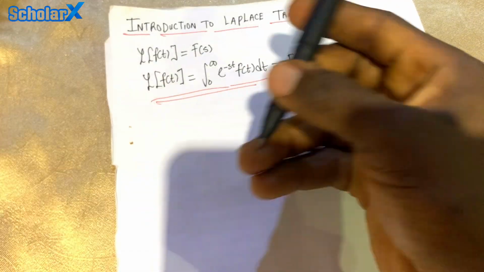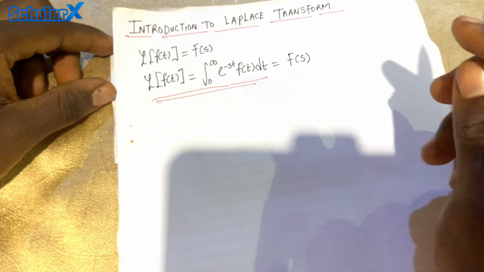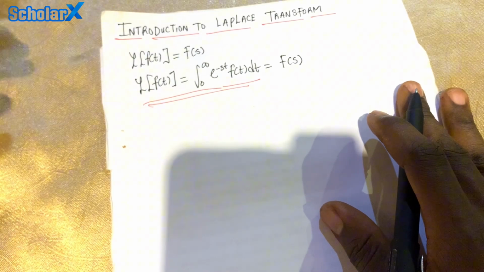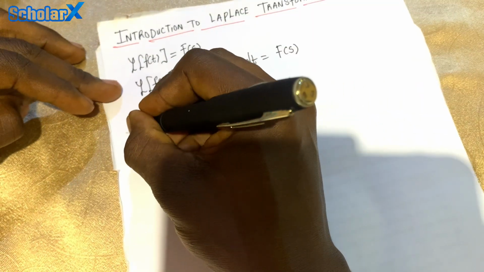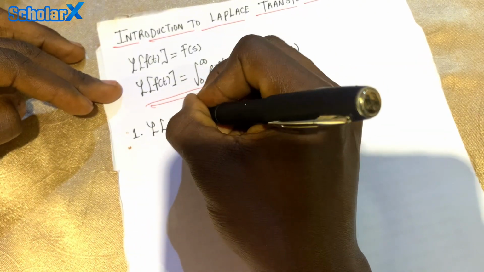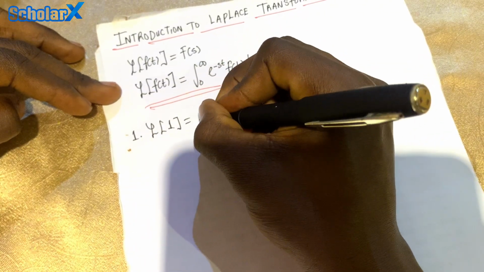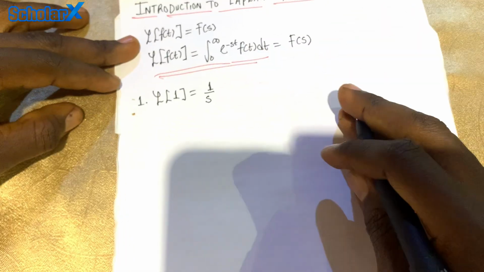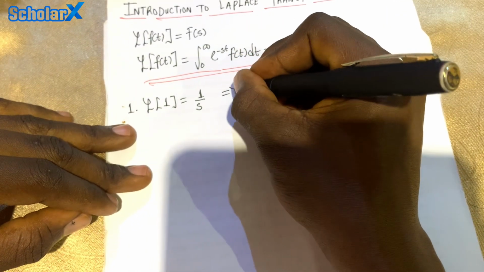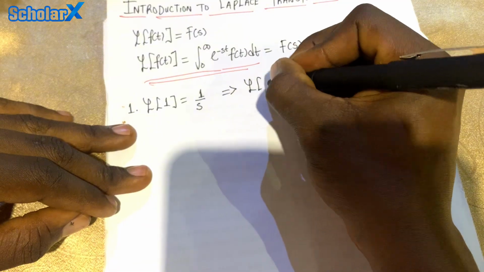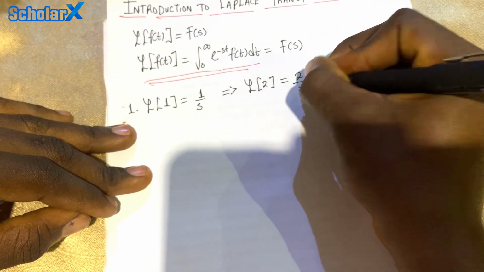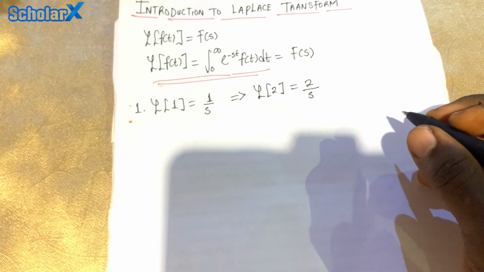Now, we're going to look at some basic formulas in Laplace transform that are very, very important. The first one is the Laplace transform of 1, which is going to give us 1 over s. It implies that if we carry out the Laplace transform of 2, we're going to get 2 over s.